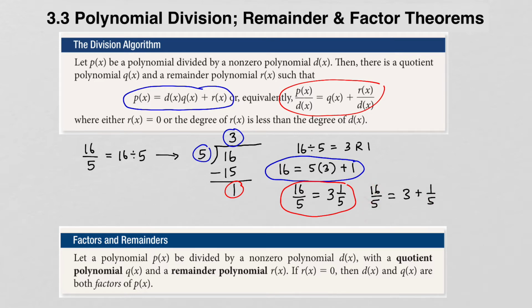16 divided by 5, that's your p of x divided by d of x, equals a quotient. How many times did it go in? It went in 3 times. Plus the remainder, what was the leftovers? Leftovers was 1. And you put that over your original divisor, which again is this 5 over here. So this is what we call the division algorithm. So we're going to be doing the same thing, but we're going to do it for polynomials.